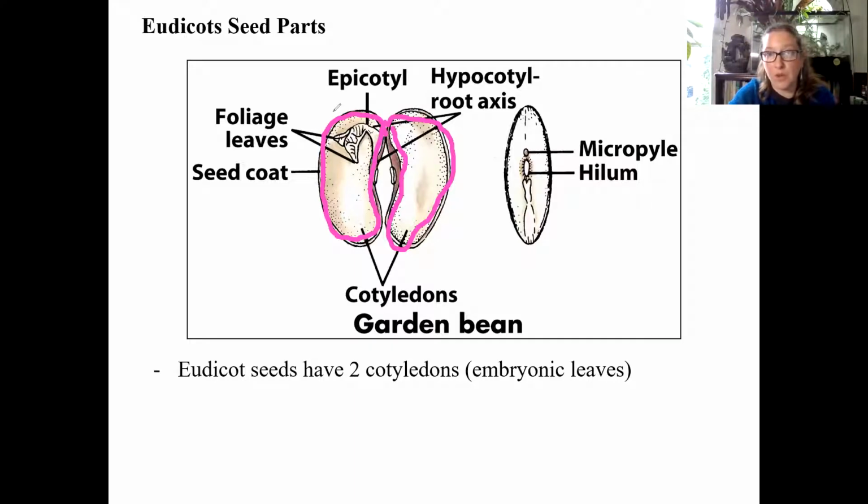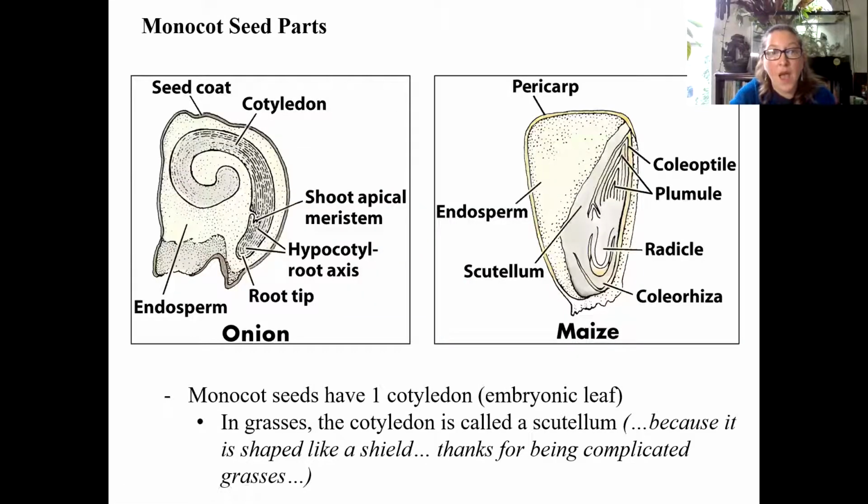And those are the embryonic leaves. Cotyledons are the embryonic leaves, not to be confused with the foliage leaves, which will be the first mature leaves. Don't get confused. Cotyledons are embryonic leaves, not the same thing as mature leaves that will grow. Right, cotyledons. Whereas the monocots only have 1 cotyledon. So for example, corn.